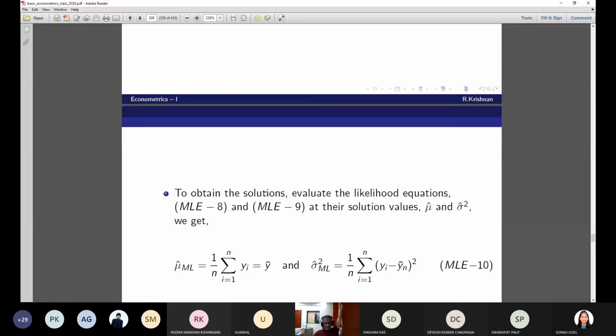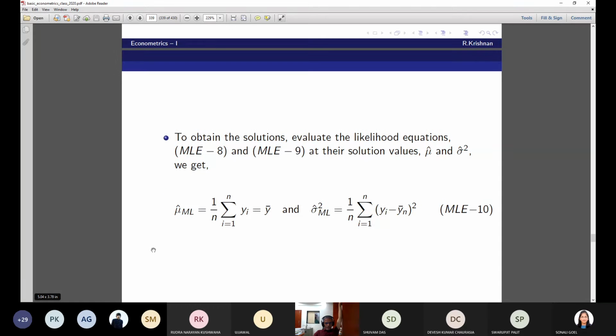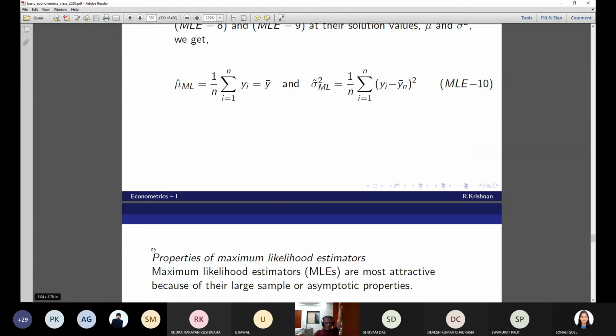To obtain the solutions, evaluate the likelihood equations, MLE8 and MLE9, with the solution values mu hat and sigma square. You see this simply gives y bar and sigma square ML, from MLE10. You have mu ML and sigma square ML.